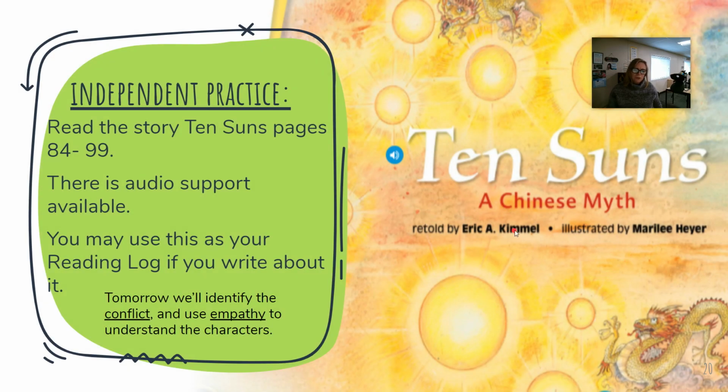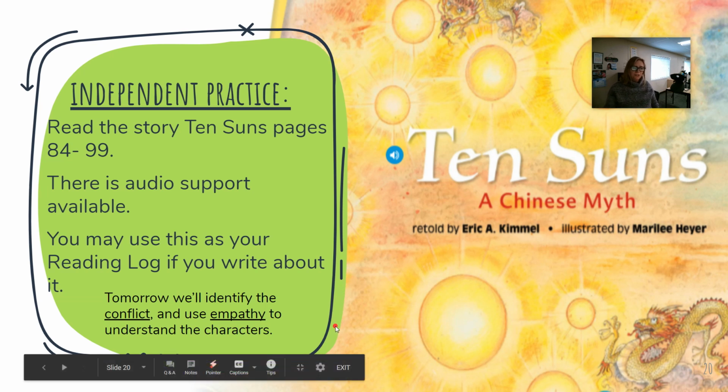So tonight you are reading Ten Suns, and that is your independent practice for ELA. You do have a reading log to do tonight, so you may want to just use this as your reading for that. It shouldn't take you 30 minutes, but maybe you'll read it twice. There is audio support available on Google Classroom, and tomorrow we're going to talk about conflict and use empathy to understand the characters in the story Ten Suns.